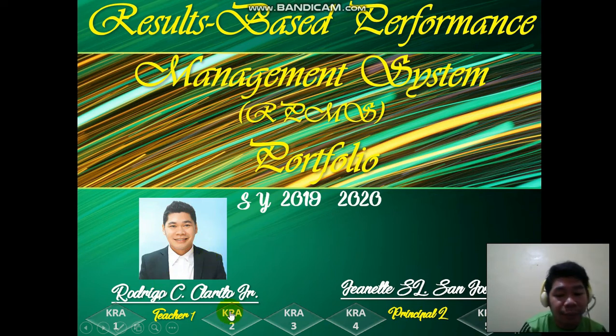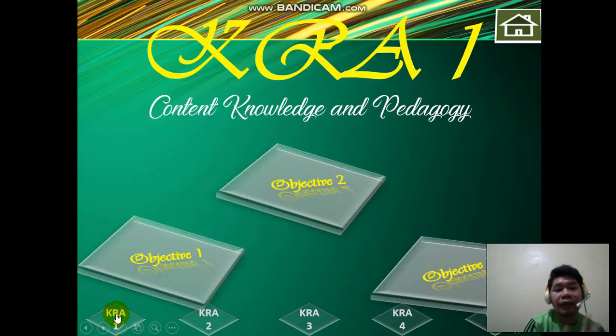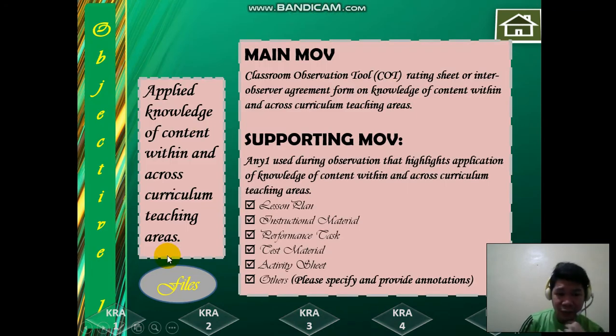Ayan, let's say for example, may 5 kayong KRAs. So KRA number 1, i-route nyo tayo doon. Tapos, yung mga tiles na ito, naka-hyperlink na din po ito. So let's say for example, sa KRA1, it consists of 3 objectives. So i-click mo yung objective 1, i-route ka niya doon sa slide kung saan naroon yung objective 1.